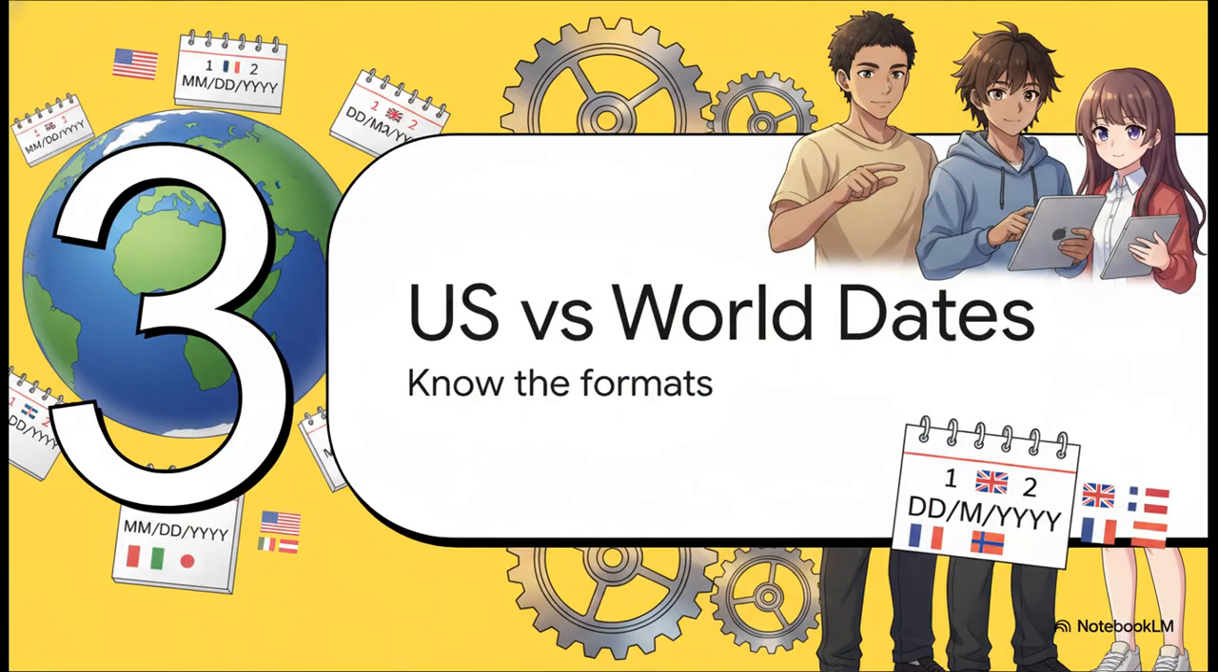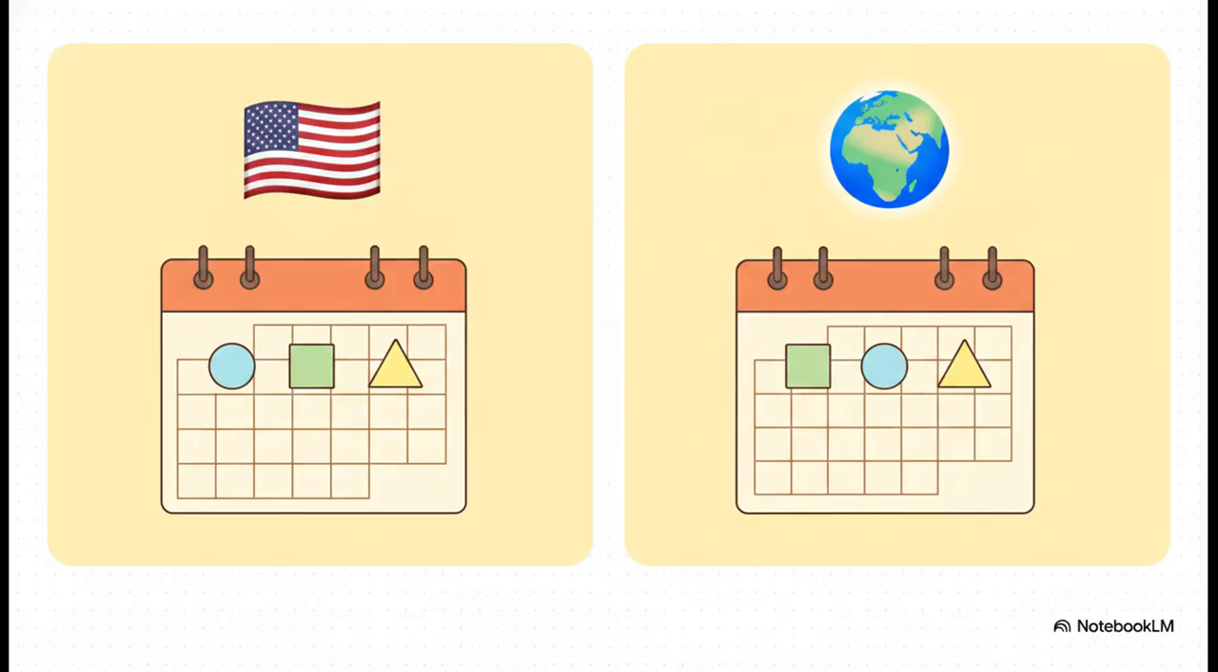Section 3. US versus world dates. This is super practical. Notice the big difference here. The United States writes dates a bit differently than most places. In the US, the month actually comes first, so it's September 14th, 1975. But for the rest of the world, the day usually goes first, 14 September 1975.